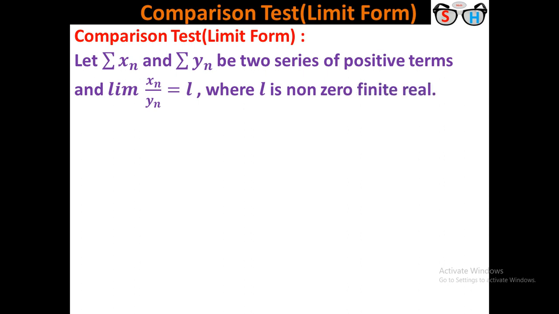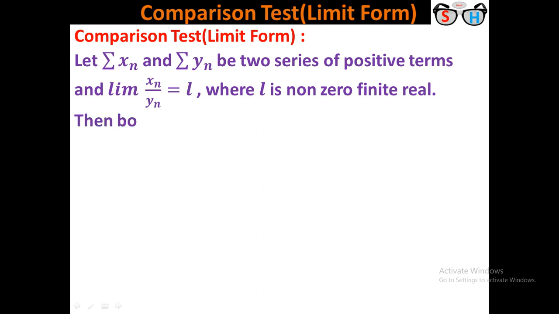Here the two given series are series of positive terms, which are xn and yn. So the limit of xn by yn must be greater than or equal to 0, and it exists. Suppose its value is L, and we consider here L is a non-zero finite real number. If L is 0 or L is infinite, then what happens I will discuss later after proving the comparison test. However, here L is a non-zero real number.